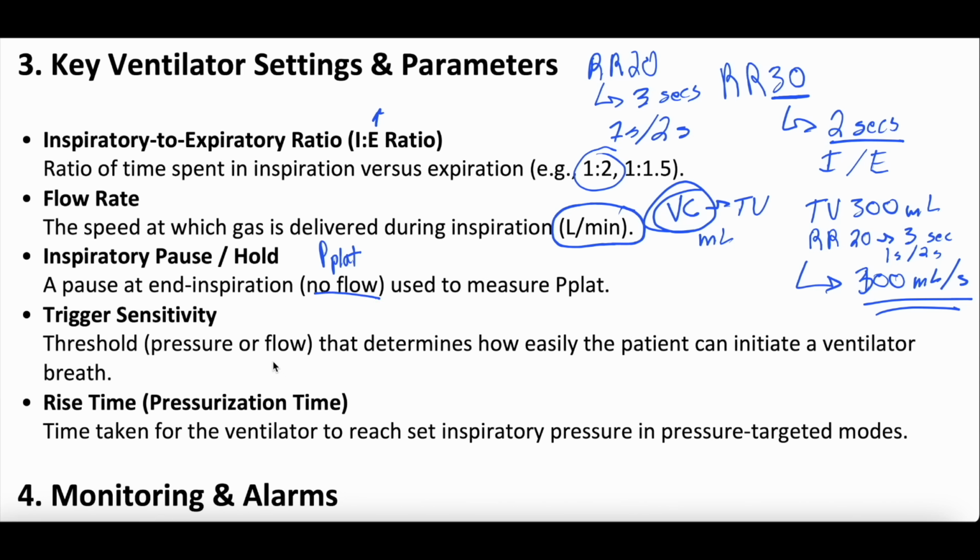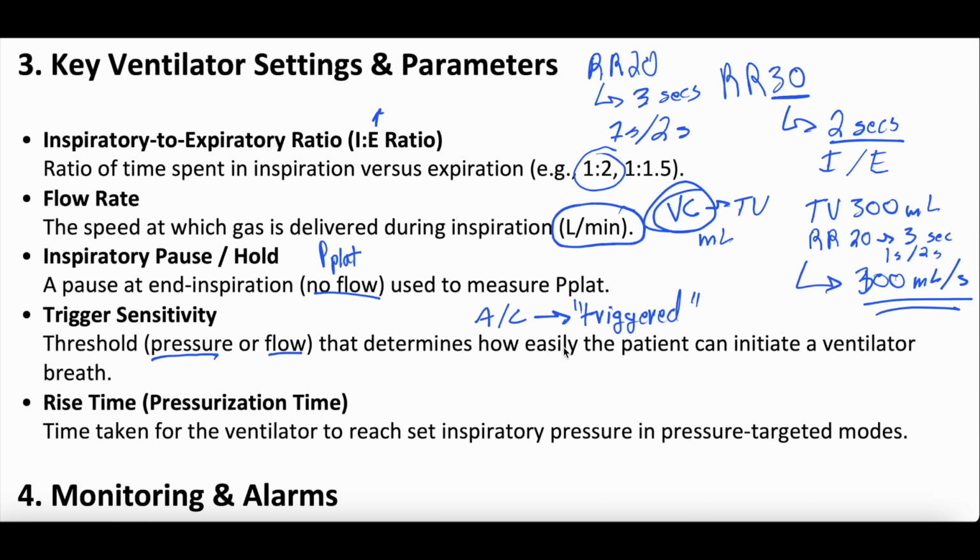Trigger sensitivity. This is something people don't think about all the time, but the ventilator is actually set to be sensitive to a certain degree for when a patient wants to take a breath. I feel like I explained that poorly. The ventilator essentially has a threshold. It can either be a pressure threshold or a flow threshold, because we said most of the time now we're using assist control. Assist control supports patient-triggered breaths. But what does triggered mean? How does the ventilator know the patient is trying to take a breath? And that's where trigger sensitivity comes in.